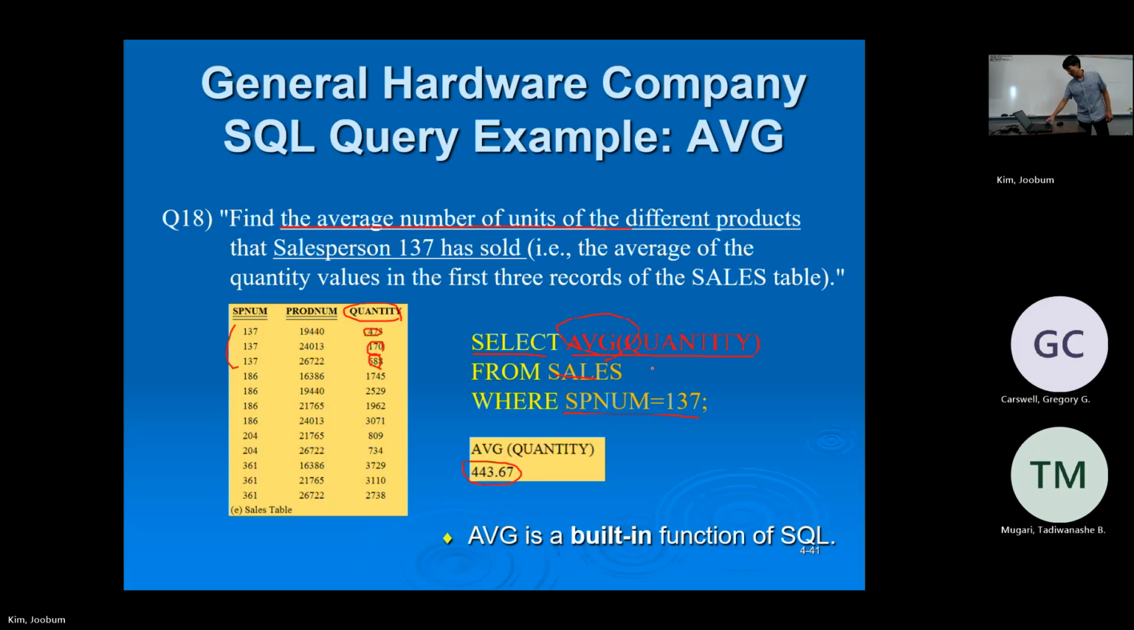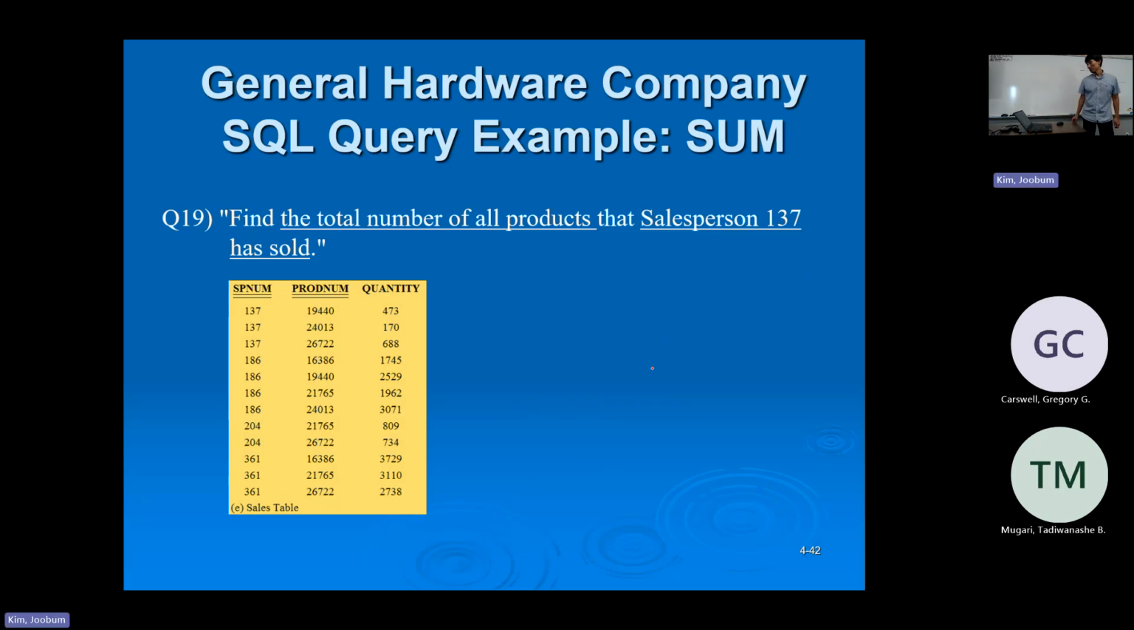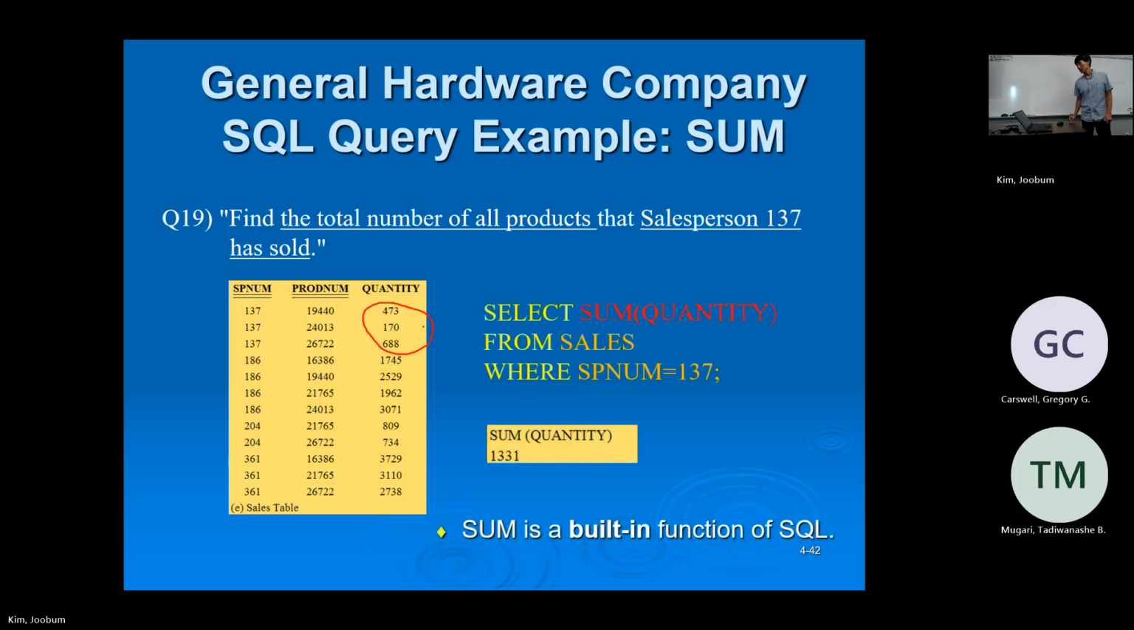And also sum: find the total number of all products salesperson 137 has sold. Total number of products means adding all three quantities. In this case, we can use the sum function, sum of quantity. So it adds the three quantities related to 137. Make sense? Okay.